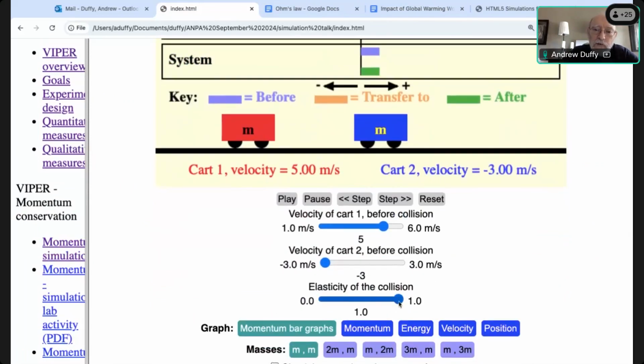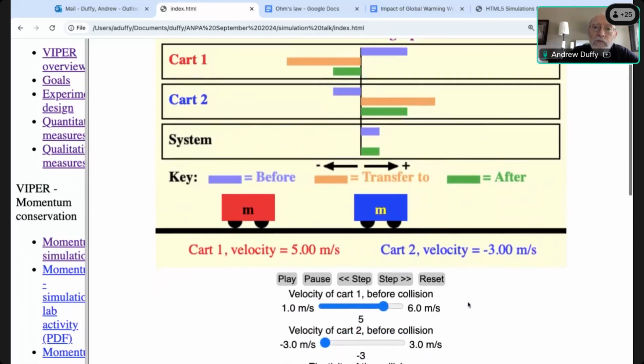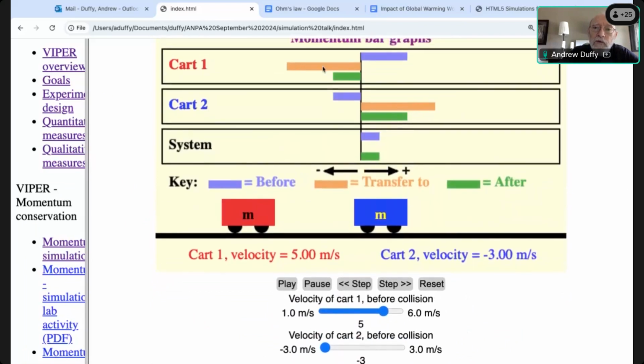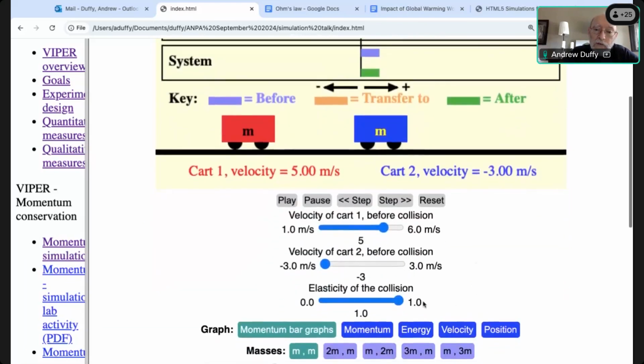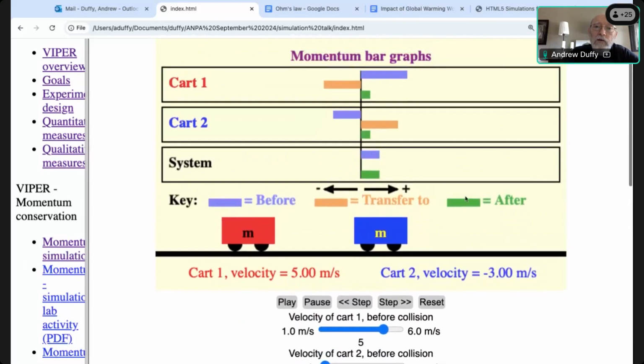So this kind of tells me, it helps me understand what elasticity is, right? So just pay attention to the size of these orange lines, the transfer, the impulse. This is the impulse, right? Okay, so I'm going to go to the other extreme. I'll go all the way down to a completely inelastic collision. And we haven't changed anything about the system beforehand. So the blue lines are the same. The green lines are different individually, but the system green is the same because momentum is conserved. And these are much smaller than they were before. And so elasticity is about how much momentum is actually being transferred between these carts.